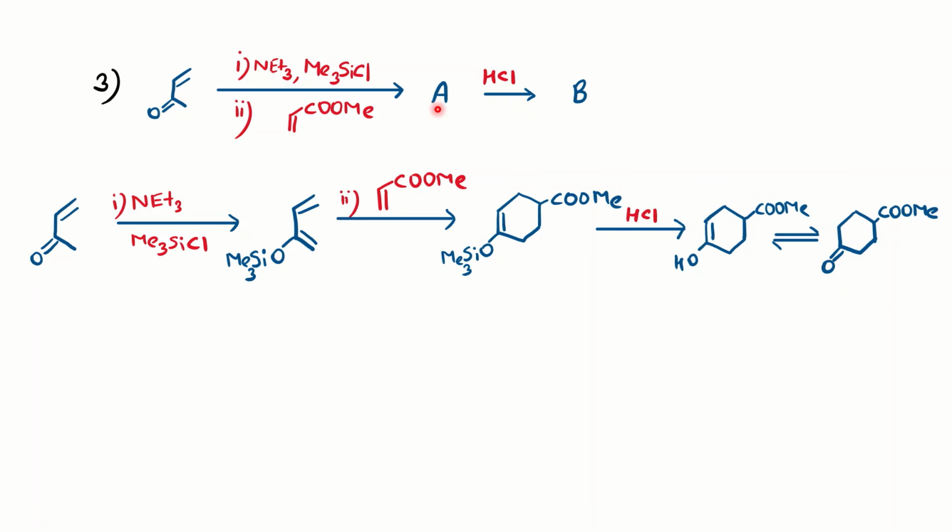Now you have HCl. HCl on hydrolysis, it will regenerate the OH group here, deprotection, which will enolize or tautomerize to give you carbonyl. So finally you have the product having a cyclohexanone derivative.